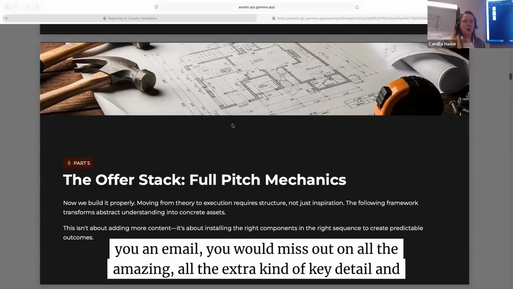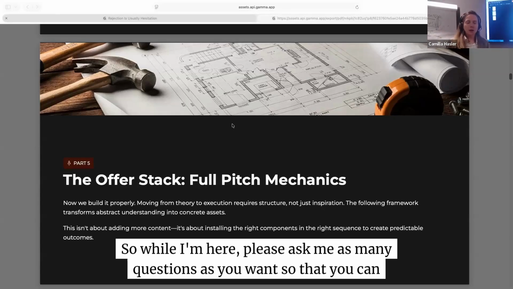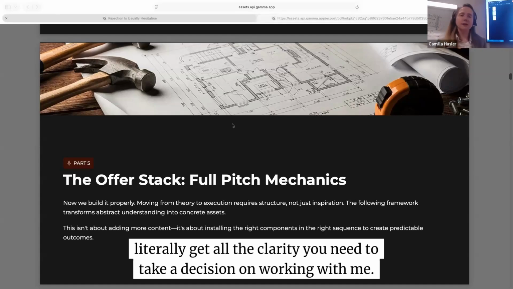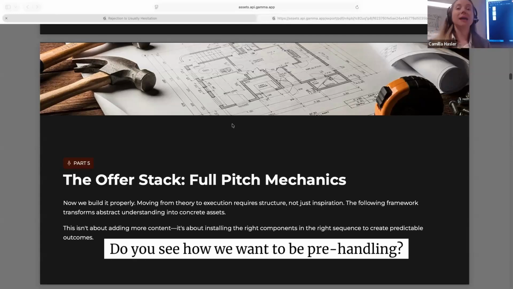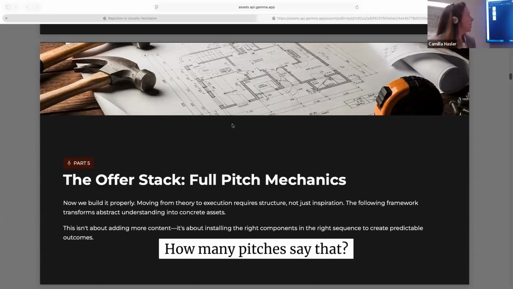But if I sent you an email, you would miss out on all the extra key detail and clarity on this offering that I can bring you today in this session. So while I'm here, please ask me as many questions as you want so that you can literally get all the clarity you need to take a decision on working with me. Do you see how we want to be pre-handling? So we're not just saying, yes, and I'll send you this pitch via email. Thank you so much. How many pitches say that?